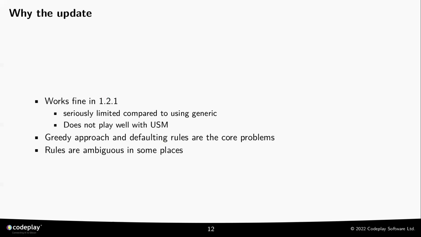On top of everything, there are still ambiguities in 1.2.1 and 2020, and it doesn't cover all the aspects of the C++ language that it should. So we really need some kind of an update anyway.